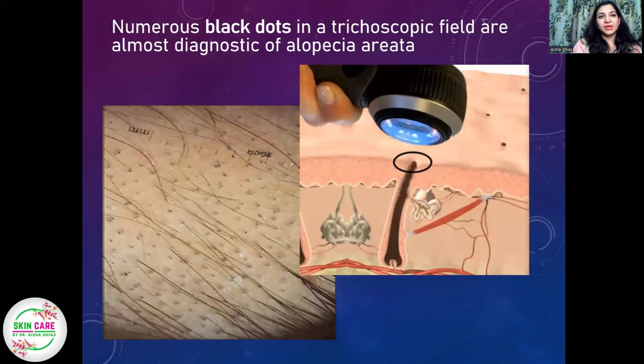Numerous black dots in the trichoscopic field are almost diagnostic for alopecia areata. So another confident thing that I have given to you today is that numerous black dots in the trichoscopic field are almost diagnostic. I'm reading it again and again, just to emphasize it. See this picture. This was a case of alopecia areata where you get to see all these black dots. These black dots are the residual hair that are left in the hair follicles after the distal hair has fallen off. And as you can see, the hair follicle still contains the root of the hair stuck in here, but from the top, it is already broken off. And with the help of trichoscopy, you see just the black dot, as you can see over here as well.